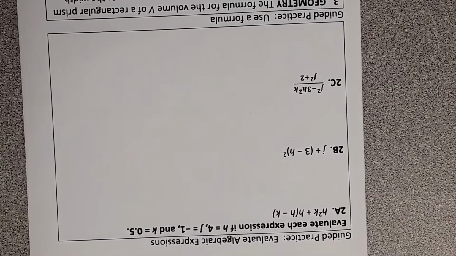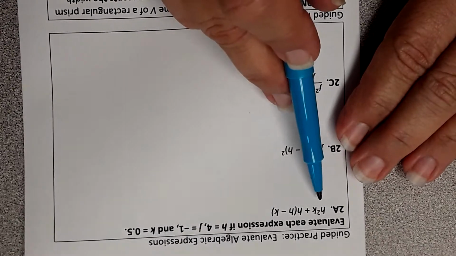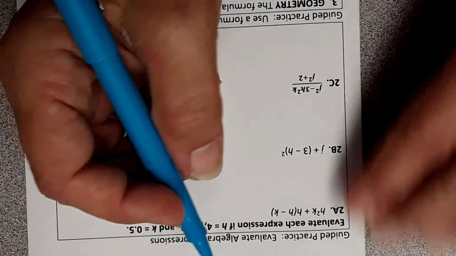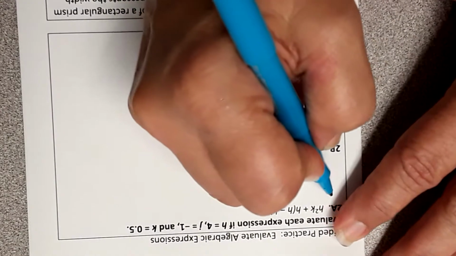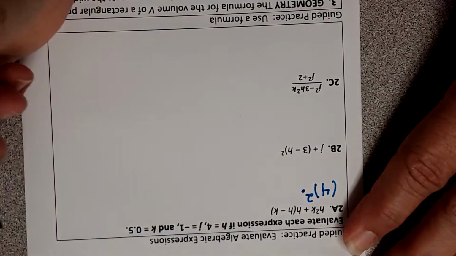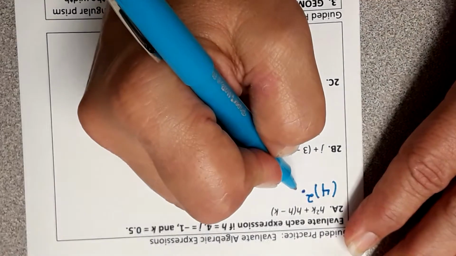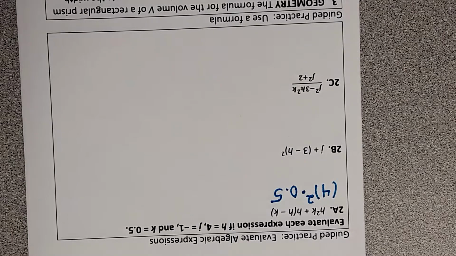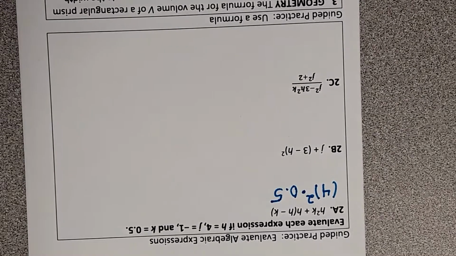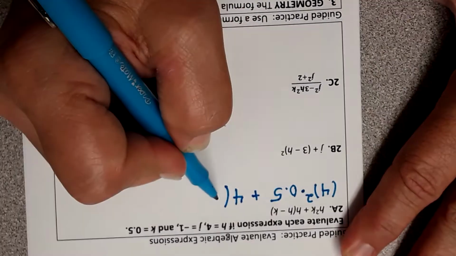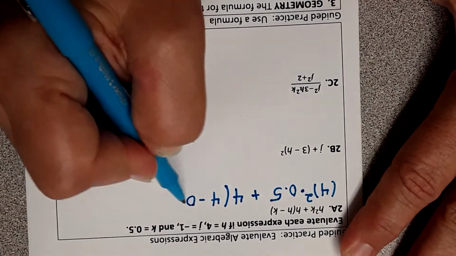Yeah, there we go. Okay, again, you guys, we're just plugging these in. So h squared times k plus h times h minus k. Whew, that's a tongue twister. So for h, we're going to put what? 4, and it's going to be squared, times k, which is 0.5. You could just put 0.5 if you want to. Plus 4 times 4 minus 0.5.